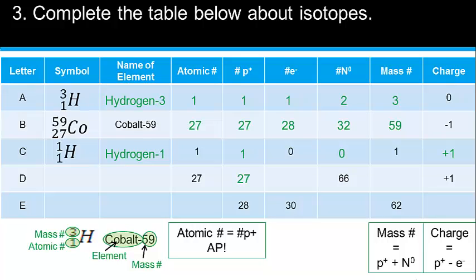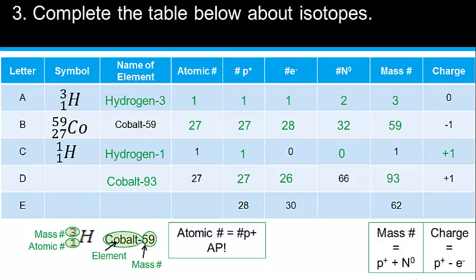Next one, isotope D, is going to have 27 protons because the atomic number is 27. The mass number is the sum of protons and neutrons. So if we do 27 and 66, that's where we get the 93: 27 protons plus 66 neutrons gives us 93. The charge is given to us as plus 1, so that means that I must have 1 more proton than I do electrons. If I have 27 protons, I must have 26 electrons.